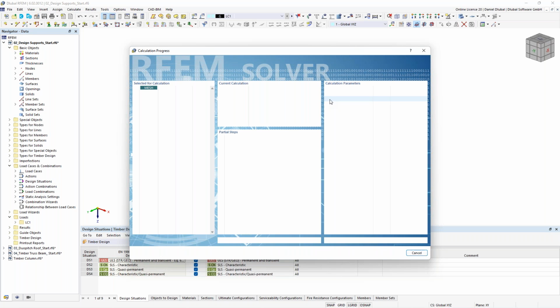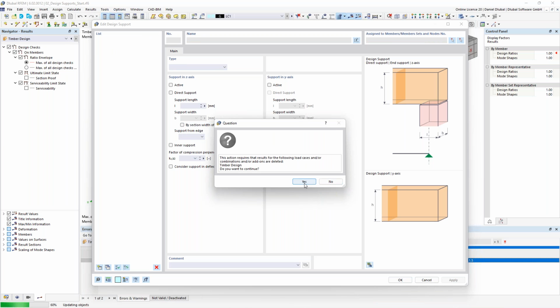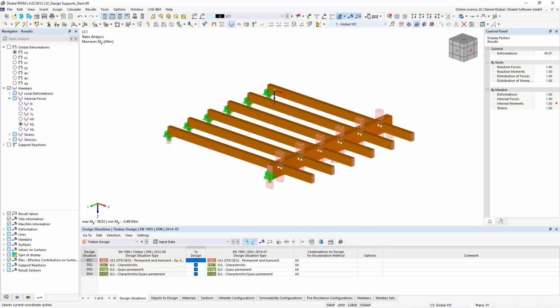So let's do this. I increase the support length so we get a bigger surface for the supports, and this means this will be a little bit longer, and then the pressures of the timber beam have more place to distribute. I click on okay. I say yes. So there we have to recalculate it again, timber design.